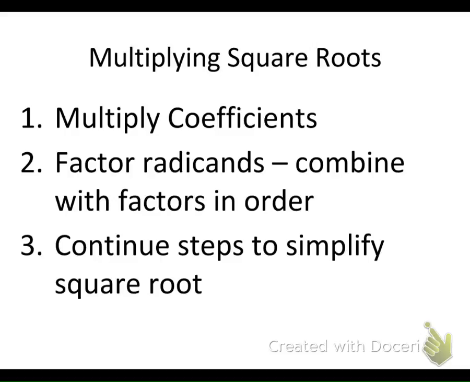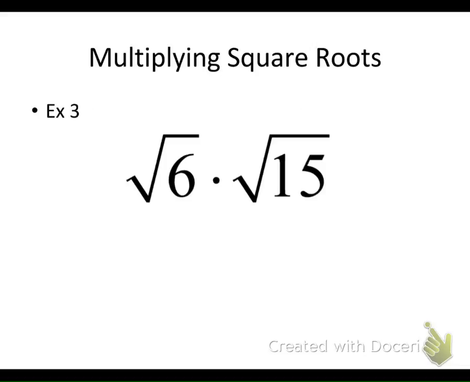Okay, let's take a look at example number 3. So example number 3, the first step says to multiply our coefficients. Well, do either of these square roots have a coefficient? No. So we're not going to worry about multiplying our coefficients because we don't have them. So we're going to go ahead and go to step 2. Step 2 says to simplify our radicands.